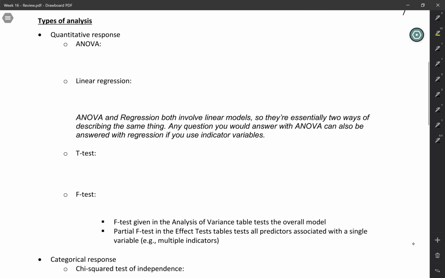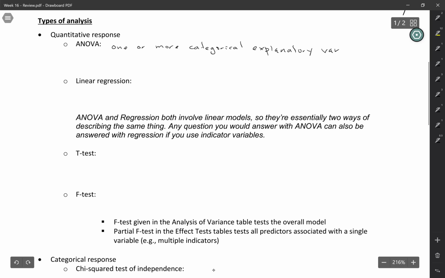So now let's talk about some different types of analysis. For most of this semester, we've been focused on scenarios where the response variable is quantitative, and we've talked about two main types of analysis in this situation. The first one that we learned is called ANOVA, and this is when you have one or more categorical variables. Usually if you hear people talking about ANOVA as a means of analysis, that means that all of their explanatory variables are categorical. So one or more categorical explanatory variables.